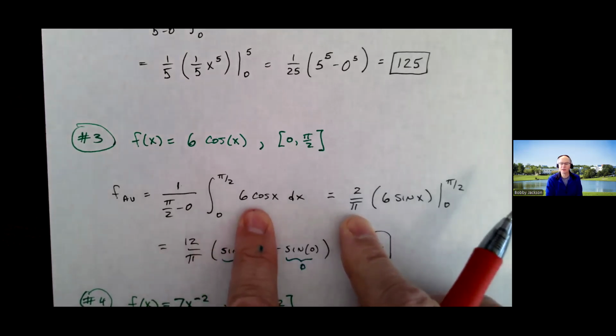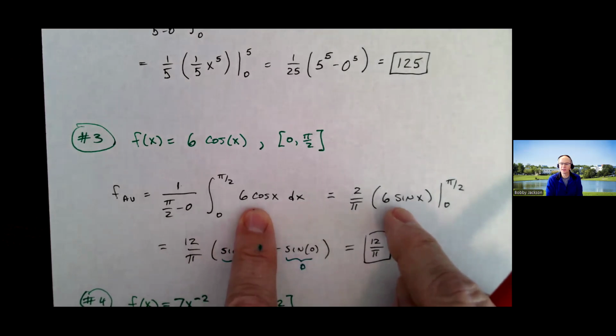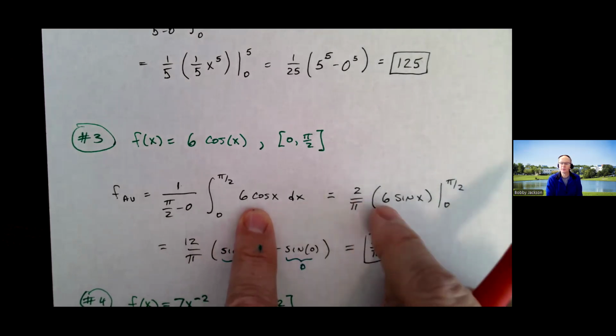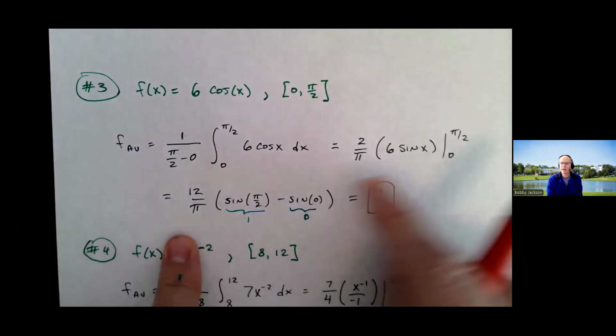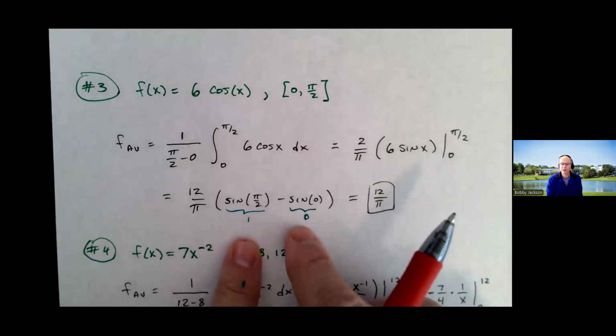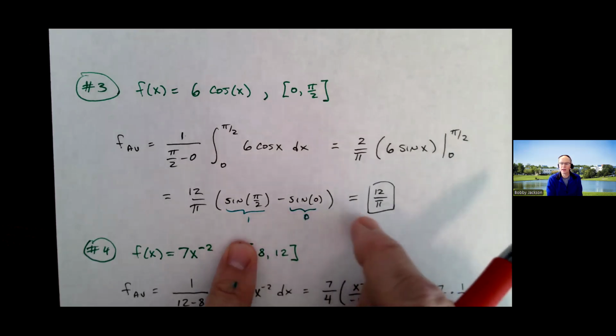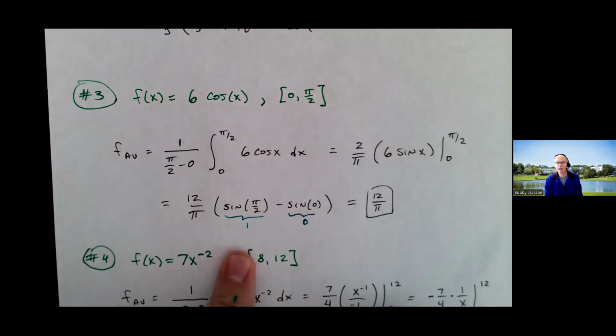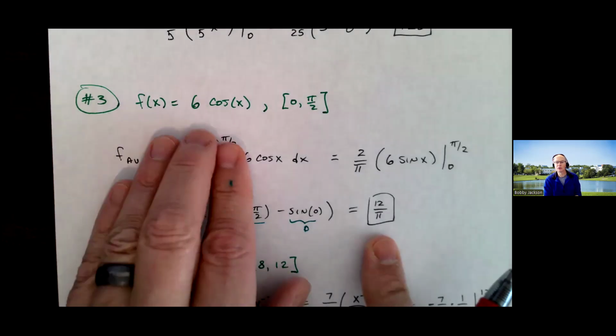The antiderivative of 6 cosine of x is 6 sine x. 2 times 6 gives me 12 over pi. Sine evaluated at pi over 2 is 1. Sine of 0 is 0. Of course, this is 1, and I get 12 divided by pi. That is the average value for this function on this interval.